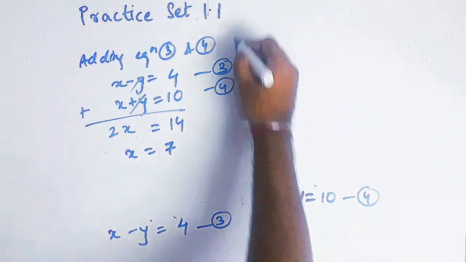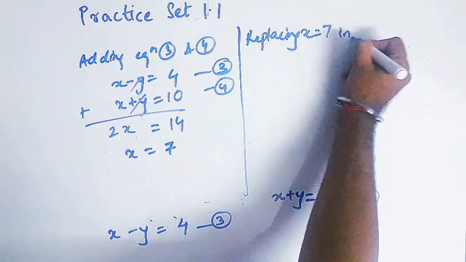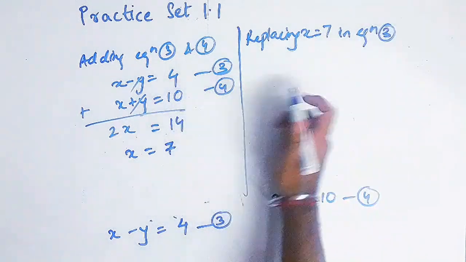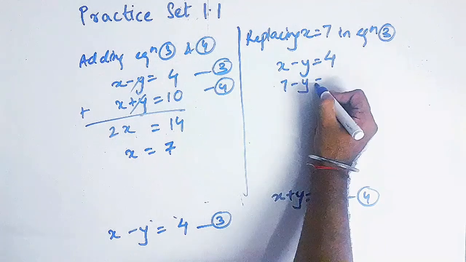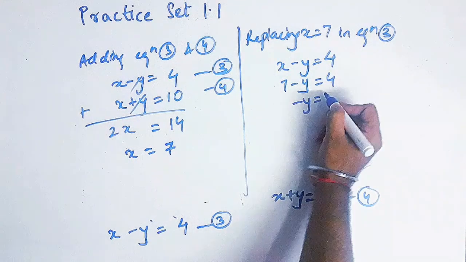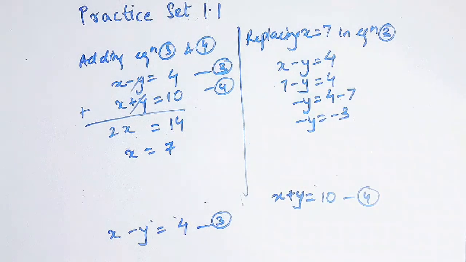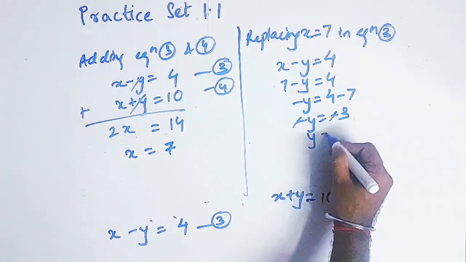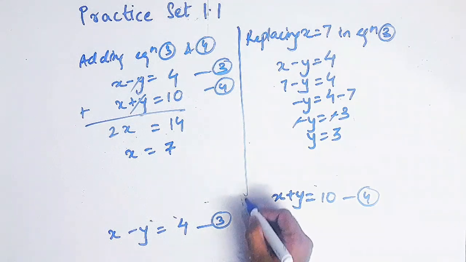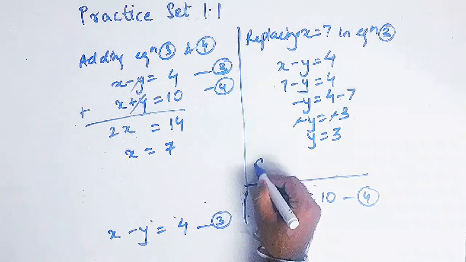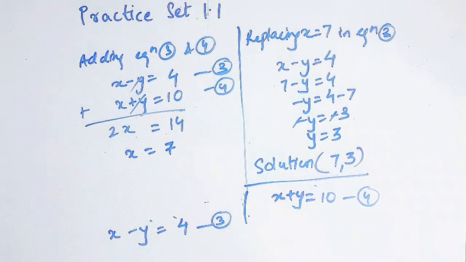Now I'll replace x equal to 7 in equation 3. Third one I'll take. x minus y equals 4. 7 minus y equals 4. Minus y equals 4 minus 7. Minus y equals, what is 4 minus 7? It is minus 3. So minus minus gets cancelled. y equals 3. So you can write here solution. Solution is 7, 3.